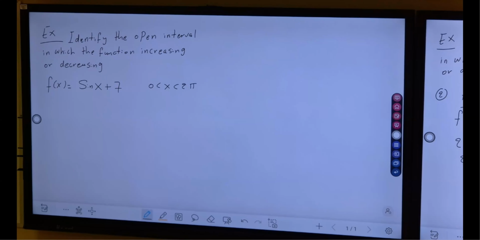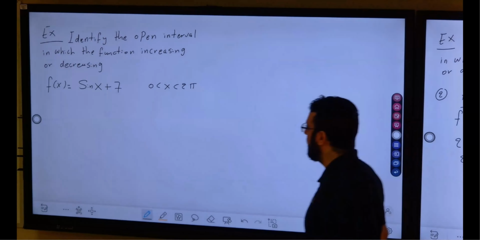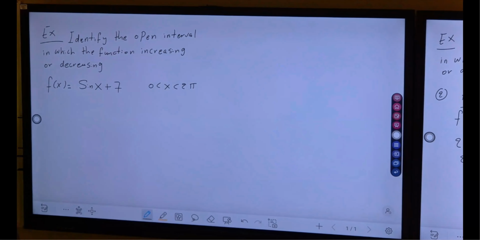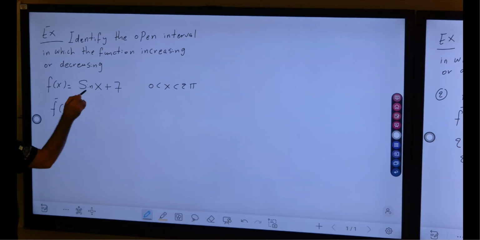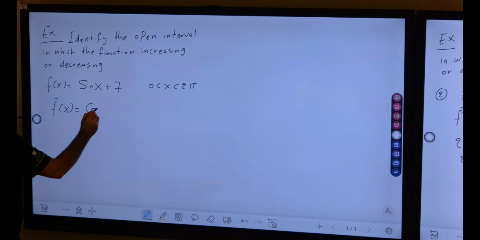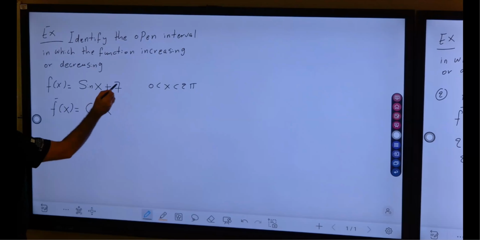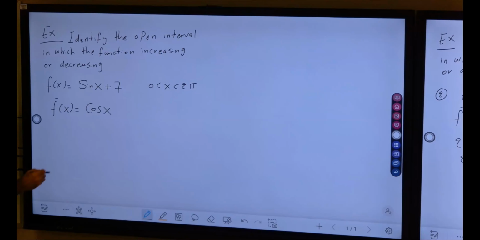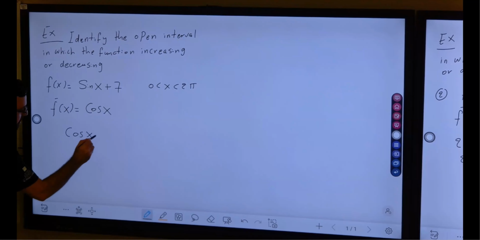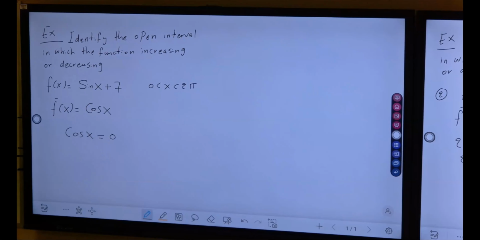Who's going to help me? How do we find the critical numbers? What are you going to do? The derivative. The derivative equal to 0. So we need to find the derivative of f of x, which is equal to. What's the derivative of the sine? Cosine. Cosine x. That's it. Plus 0. Set the derivative equal to 0. That's the beautiful part. Cosine x equals 0. Which angle gives us cosine equals 0?